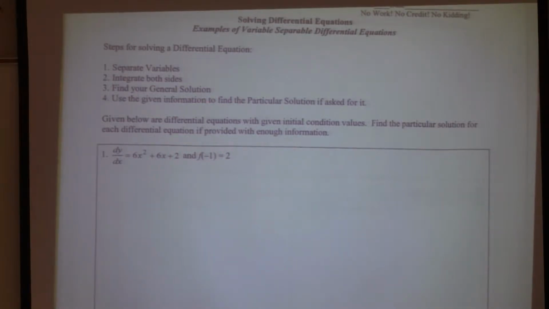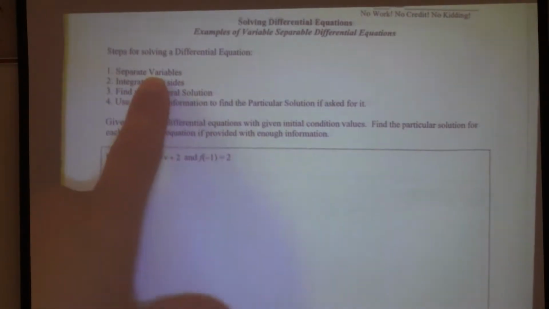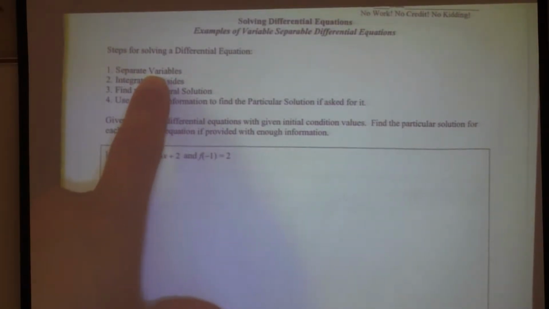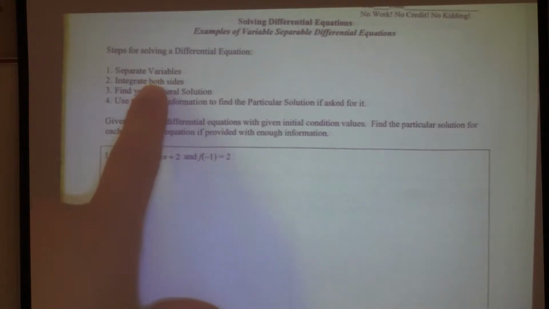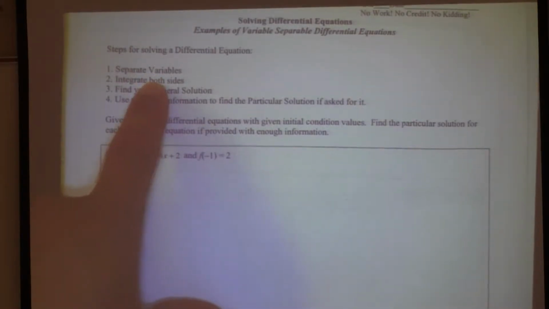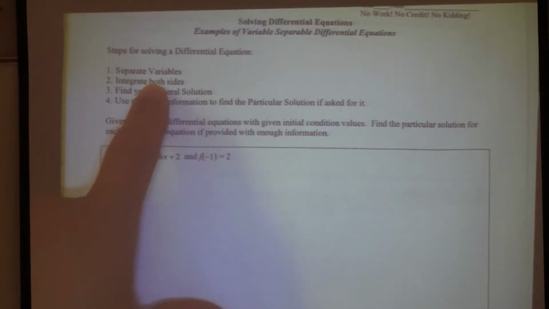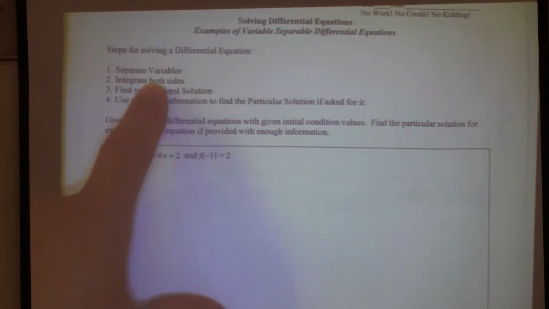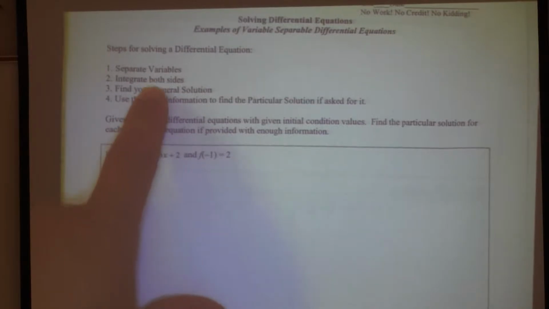Okay, so the first step is to separate the variables, meaning get the parts with y's with the dy part, get the parts with x's with the dx. Okay. Second step is to integrate both sides. And you get points for doing each of these things. So if you get to a point in the problem where you can't continue, do as much as you can so you can get individual points for those individual skills.